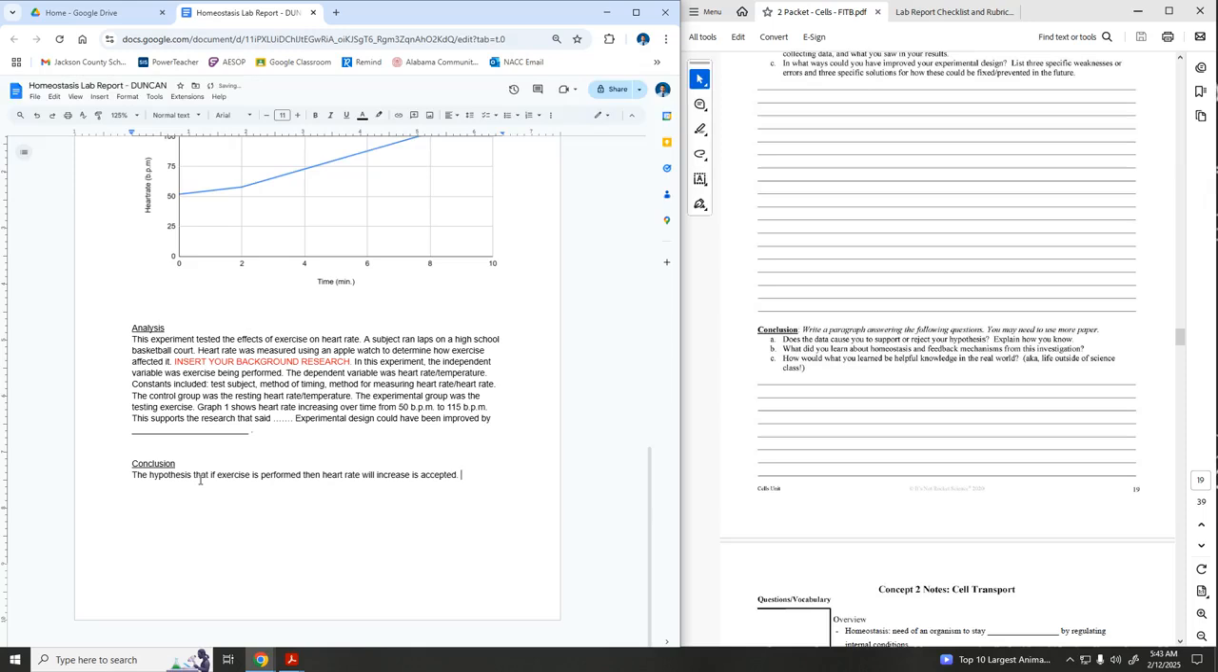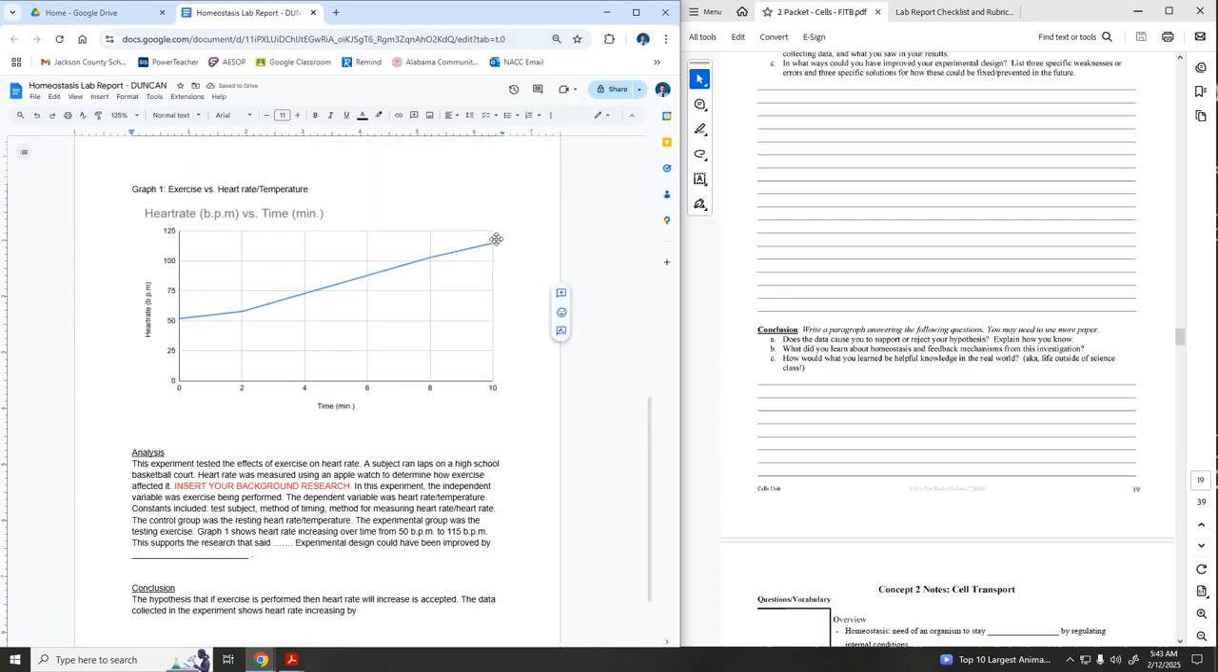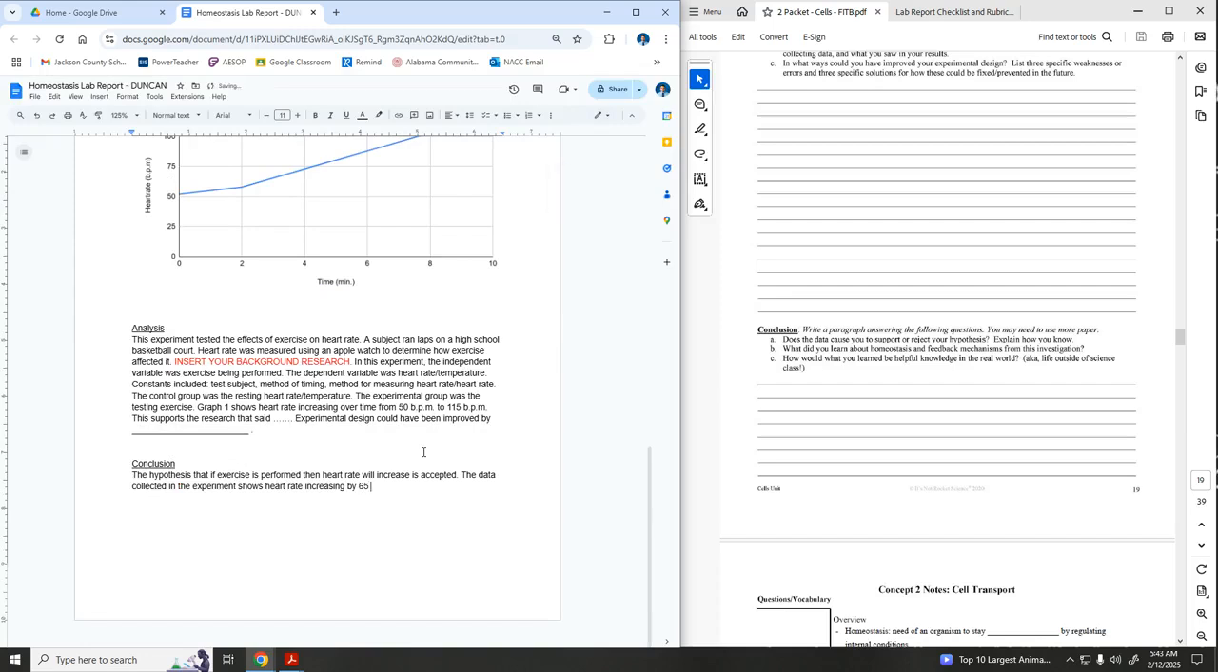Explain, how do we know? Well, the data collected in the experiment shows heart rate increasing by, and I'm going to look see what mine increased. We went from 50 to 115, so that's 65 beats per minute throughout the duration of the exercise.